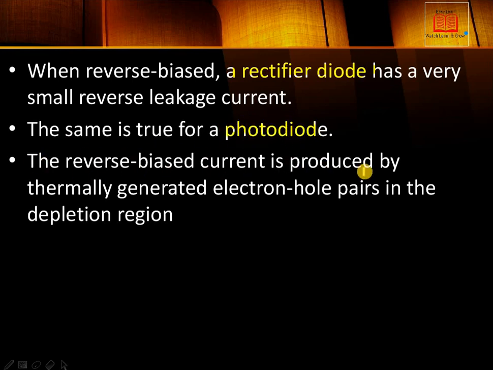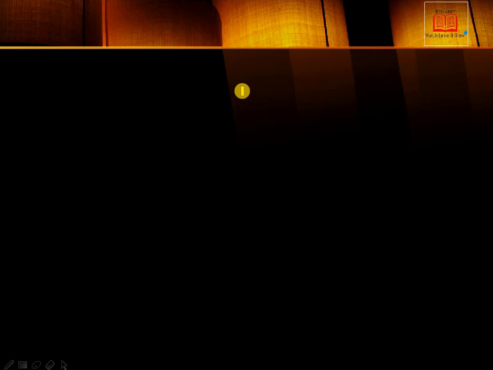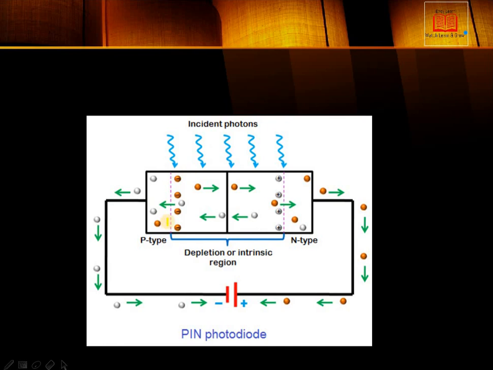There is also a reverse current in the photodiode, but it is produced by thermally generated electron-hole pairs in the depletion region. In the case of the normal rectifier diode, when we connect the positive side to the cathode and the anode to the negative side of the V bias, it is called reverse bias of the rectifier diode. If there is a little current in the reverse bias region, it is called the reverse leakage current. But here in this case, the reverse current is produced when light falls. You can see these are the photons.